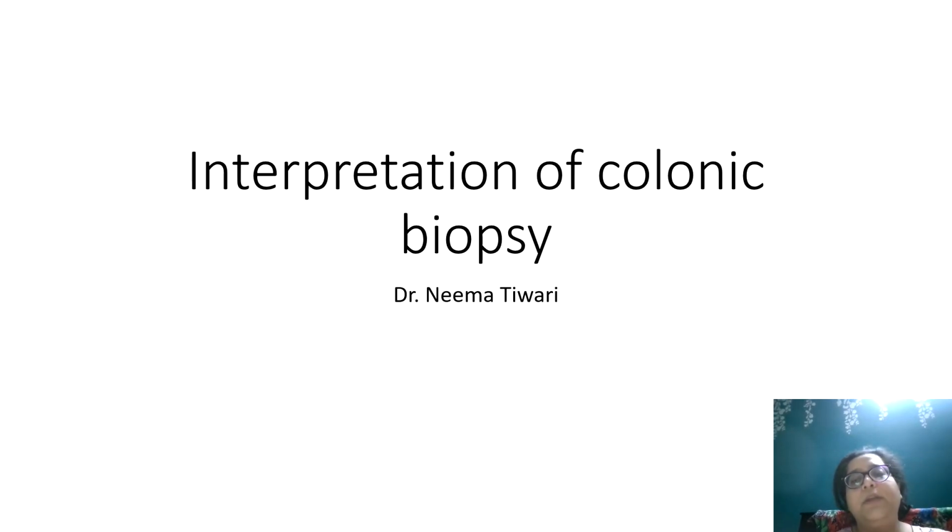The biggest problem with a colonic biopsy is that they are small or an inadequate amount. So when this biopsy comes on your slide, there are high chances that the alignment of the layers of mucosa, submucosa, the muscularis and the serosa may not be well maintained.